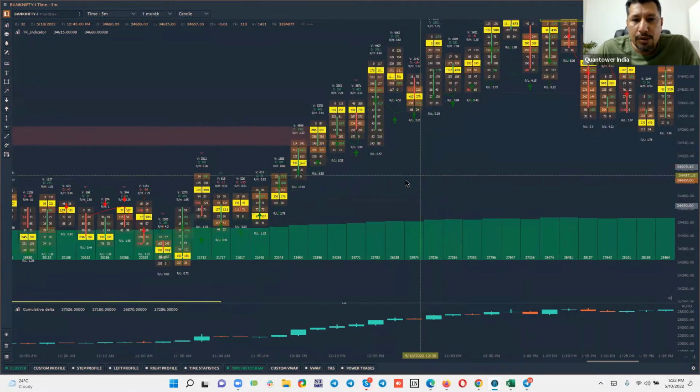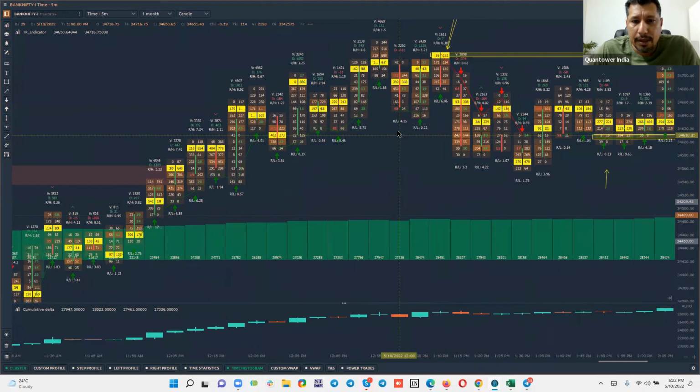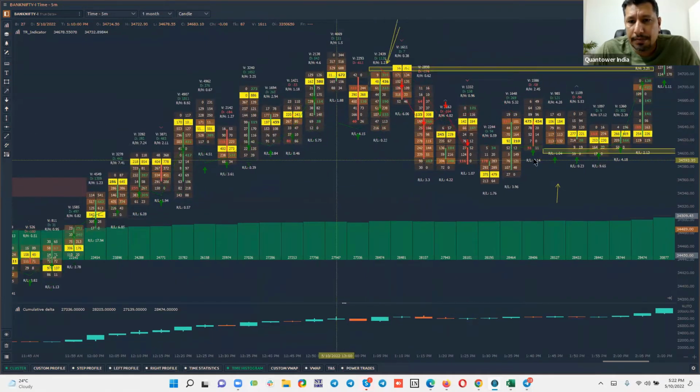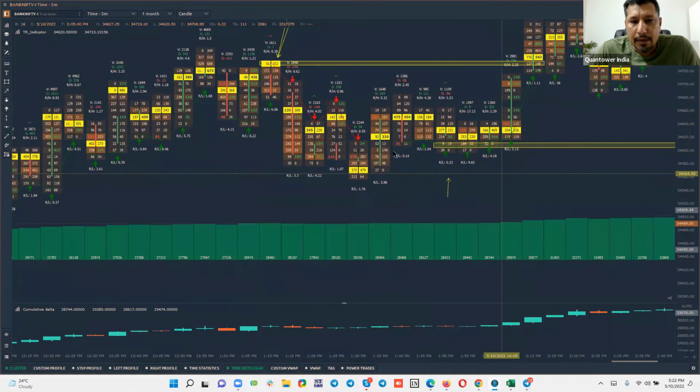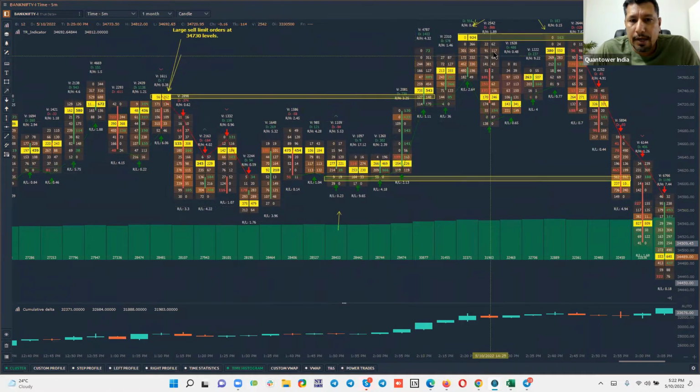So this is how you can trade the point of controls. Here also maybe we didn't get a chance. Here we would have got a chance to trade this particular setup, and the market went up after that, one-sided.